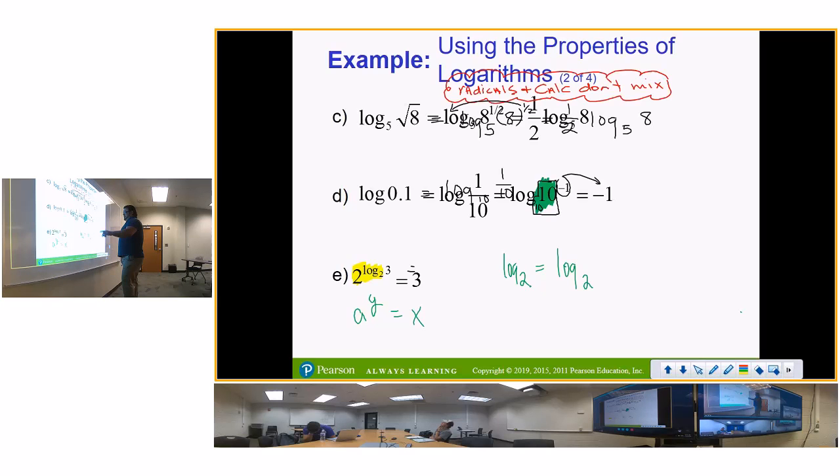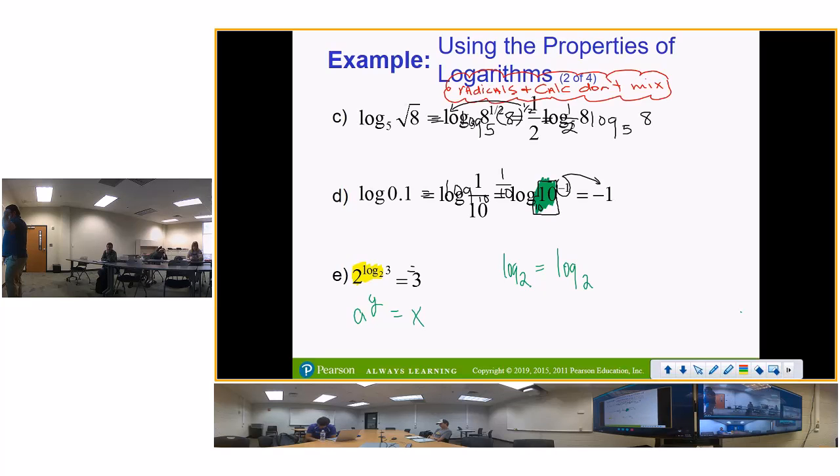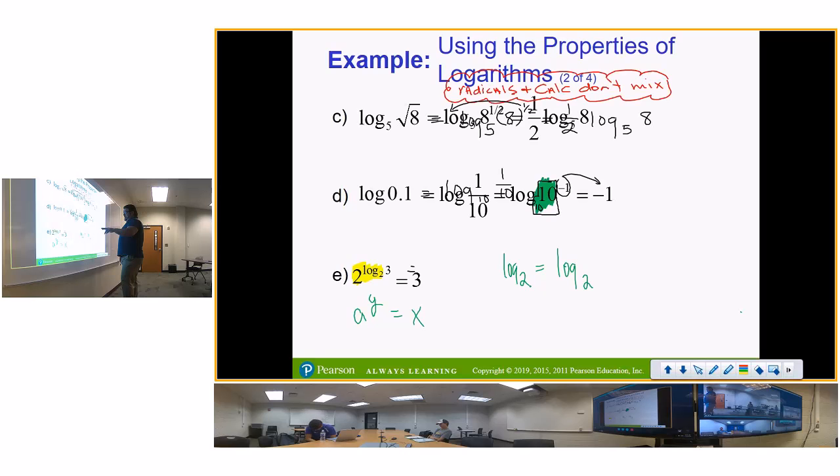a to the, let's see, y is equal log base a of x, right? Log base a, yeah, that's right, I got it. Log base a of x. And basically, these two cancel, and you're left with 3. Okay? If you use definition of logarithm, it works. Okay?